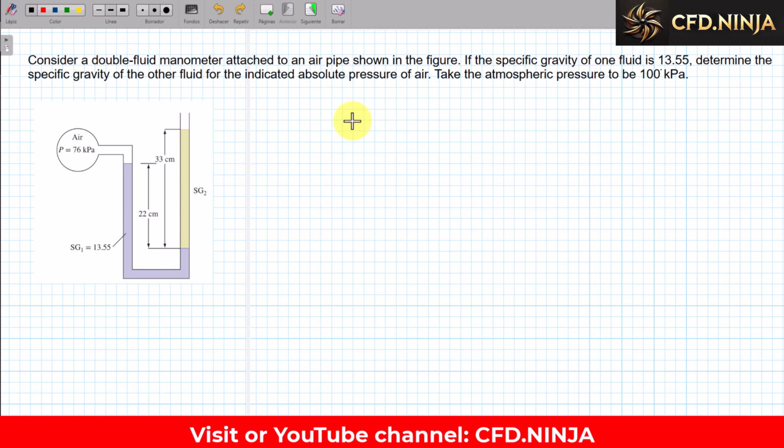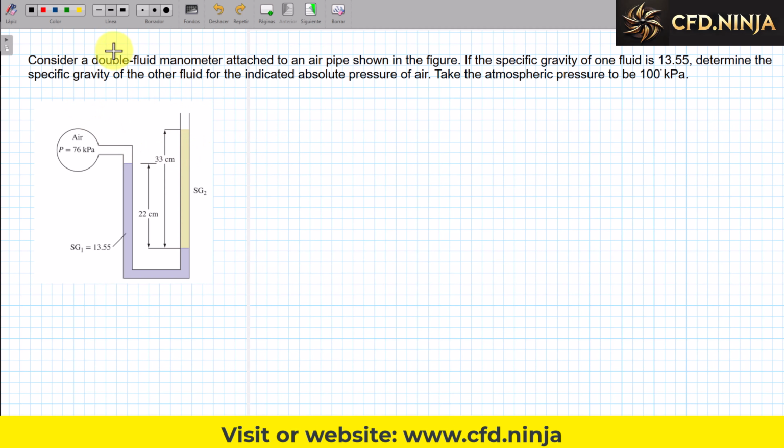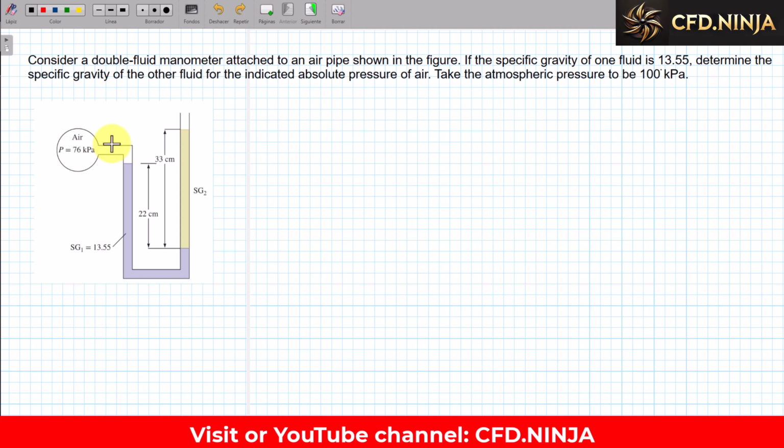Hello everyone, today we are going to develop a hydrostatics problem, specifically manometry, which corresponds to the fluid mechanics book by Yunus Cengel, 4th edition. The problem says, consider a double fluid manometer. Here we have double fluid, one in purple and one in yellow, attached to an air pipe as shown in the figure. This manometer is attached to this pipe that contains air.